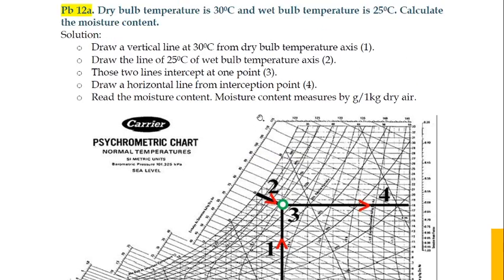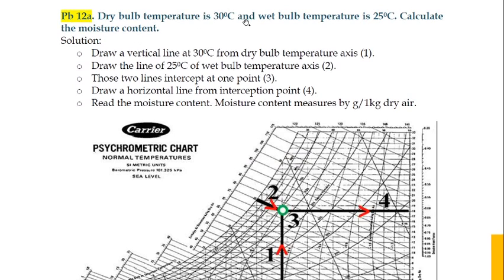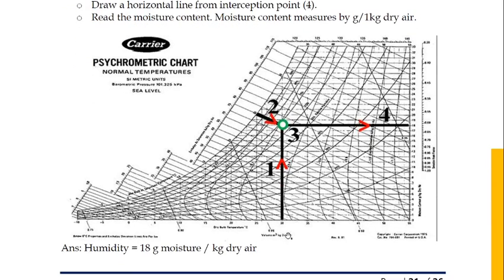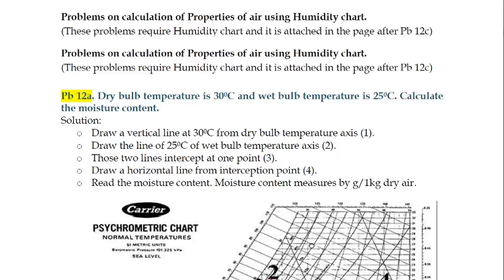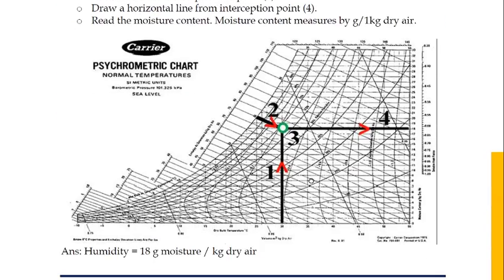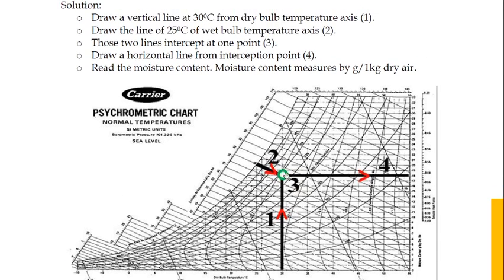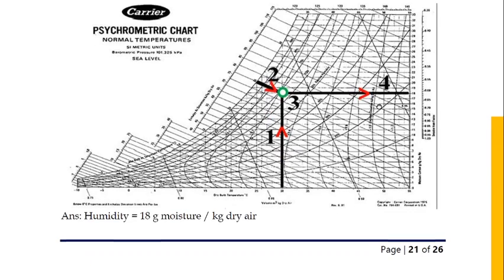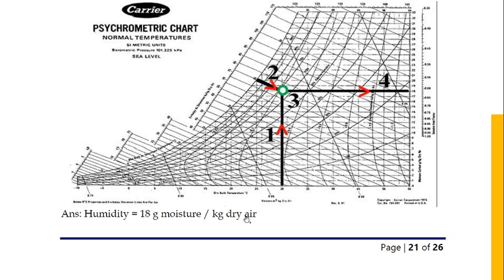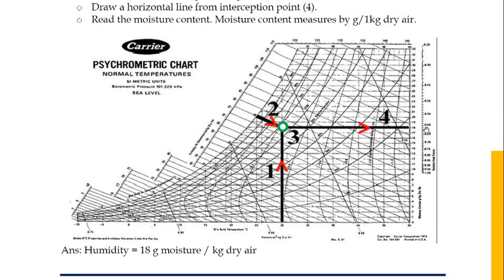In this case, the dry bulb temperature is 30 degrees Celsius and the wet bulb temperature is 25 degrees Celsius. So the dBT is 30 degrees Celsius, make a straight line. Then WBT is 25 degrees Celsius over here, make an inclined line, just follow that line, and you get an intersection point. Now move horizontally from this intersection point, and that value will be 18 gram moisture per kg dry air. So this is the absolute humidity.